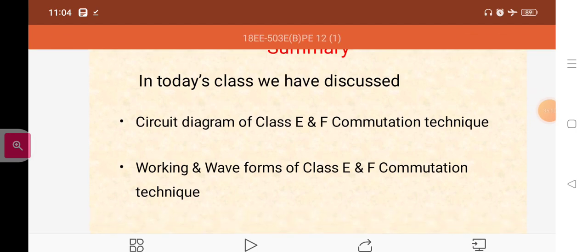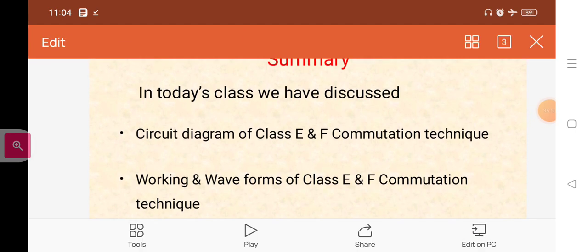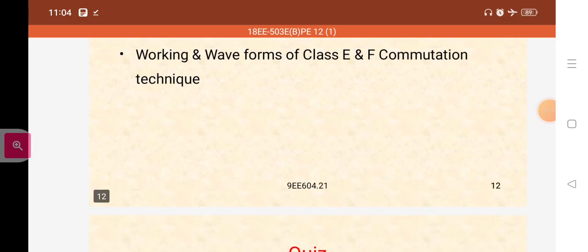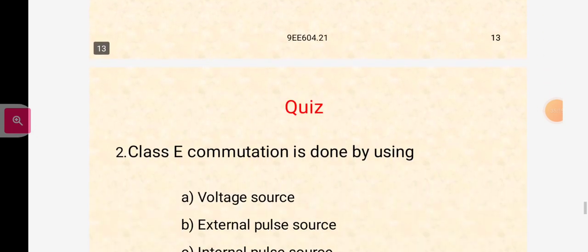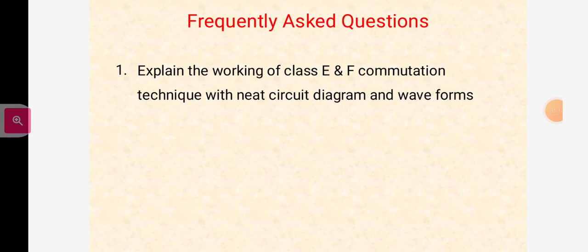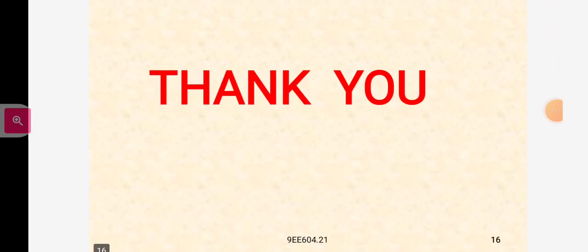In this class, we discussed completely the class C and class F circuit diagrams, working and waveforms. Now here we have a few quiz questions and a few frequently asked questions. In the next class we are going to discuss converters. Converters convert AC to DC power.